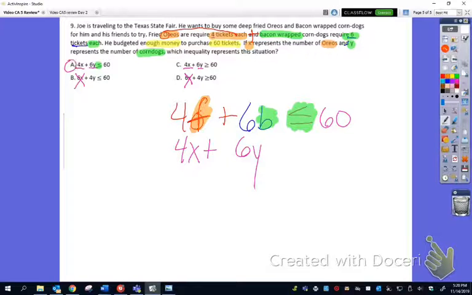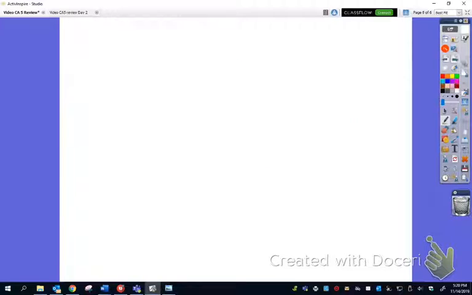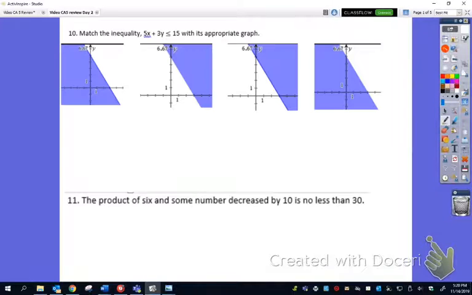Okay, so you have to double check carefully to see which one it is. All right, now the next one. Number 10, match the inequality. So I'm going to start with number 10 on the next video.